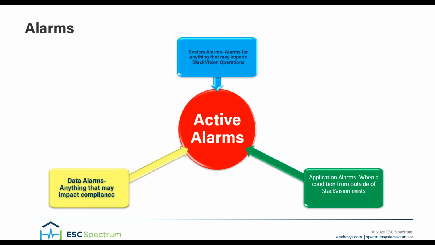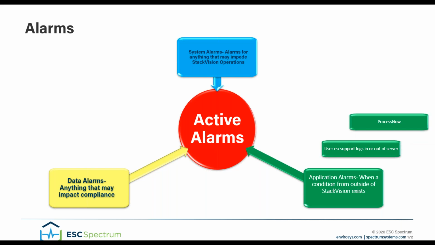And then you have the application alarms. These are just conditional alarms to let you know something has happened outside of StackVision. For example, ESC support has logged in or out of your server. Anytime somebody from ESC, the support people or the engineering staff who are configuring your system, remotely accesses your system, they should be logging in using ESC support as a username. Or if Process Now has some type of an issue where it's not able to process the data that we've asked it to, we should get an application alarm.